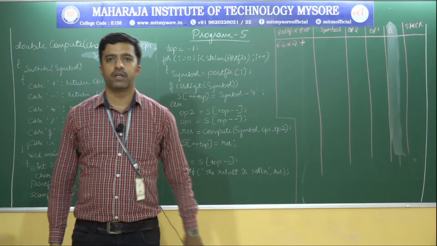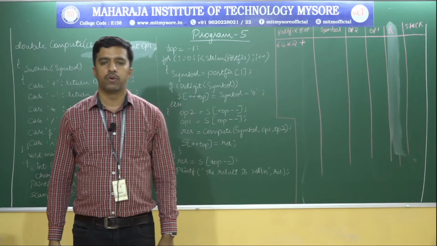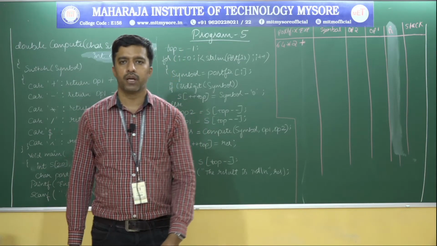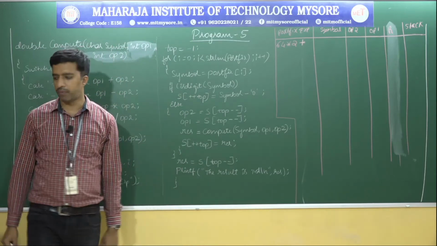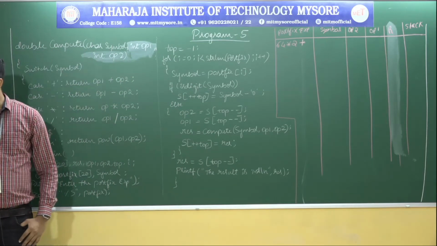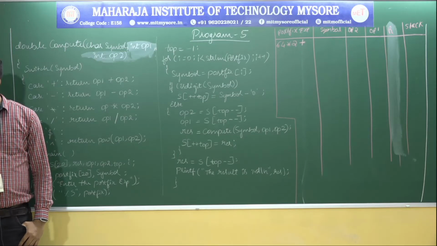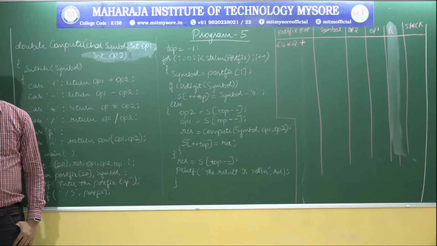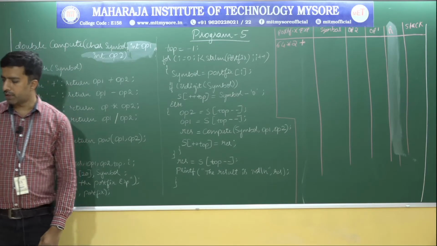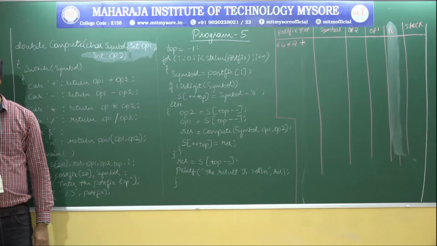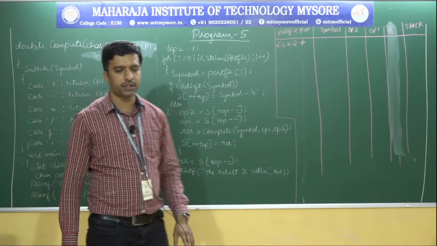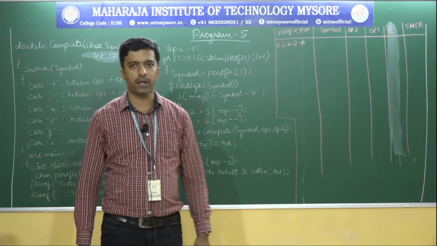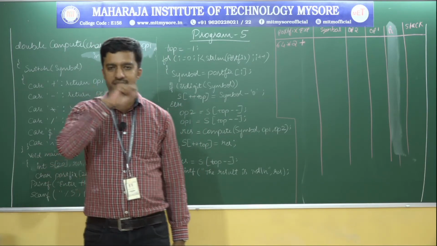Let's continue our discussion regarding lab session 5, that is evaluation of suffix expression. The problem statement of this fifth problem in the syllabus is: design, develop and implement a program in C for the following stack application. Evaluation of suffix expression with single digit operands and operators. You have to evaluate a suffix expression where you have single digit operands and operators.